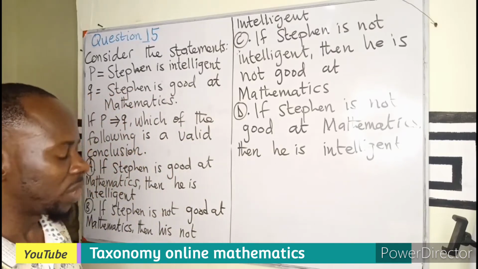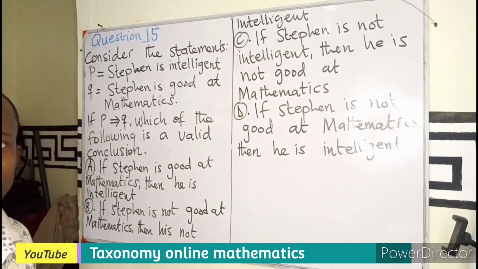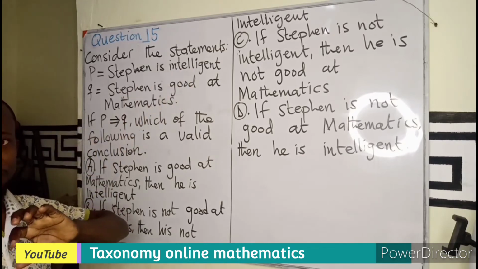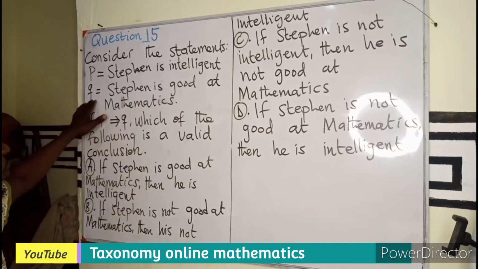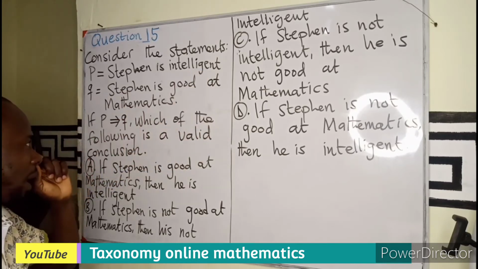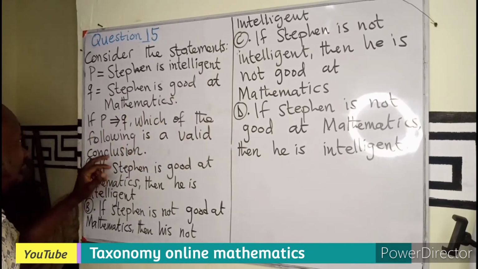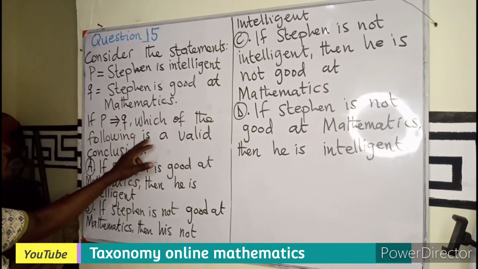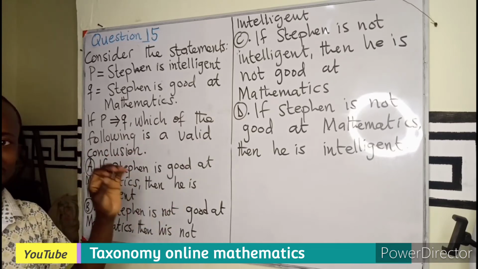This question is on logical reasoning. So we say, consider the statement P: Stephen is intelligent. The statement Q: Stephen is good at mathematics. All right, so the condition says that if P implies Q, which of the following is a valid statement?